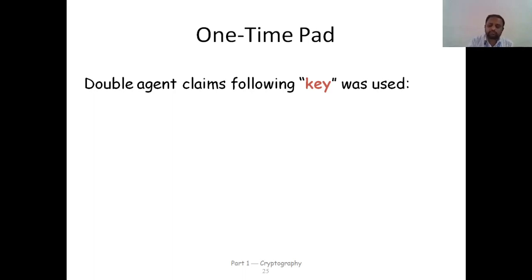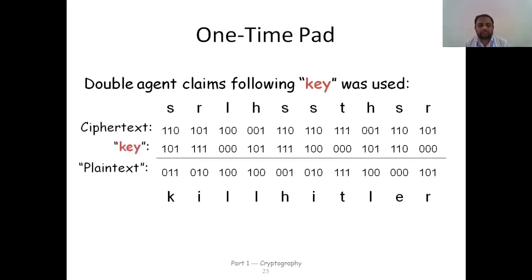So he is assuming something, and what that agent decides is that he will try to calculate and retrieve the original plain text. How exactly? He knows this ciphertext, I mean S, R, L, H, S. Based on the ciphertext, he tries to claim the key which was used earlier. He will claim the key as 101, 111, something which is different from what we used for our encryption and decryption example.